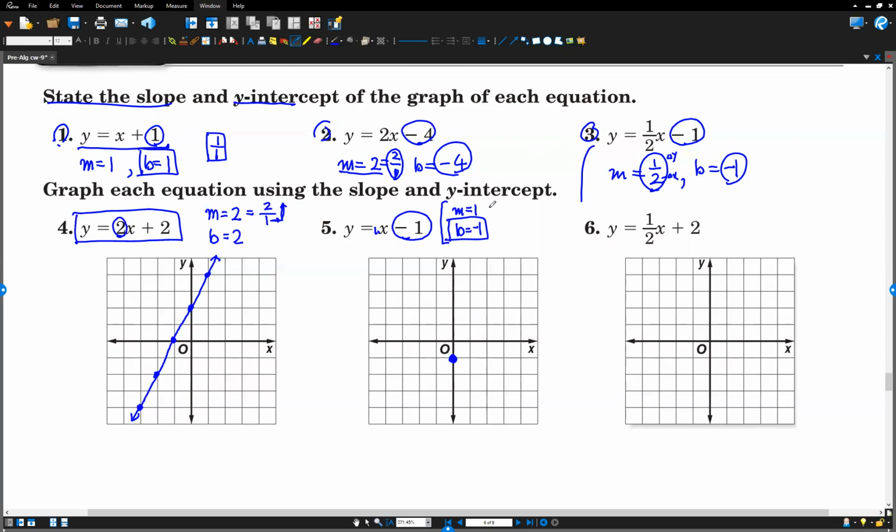Now the next one, follow the pattern. m is 1 means 1 over 1, a little bit of a change in form. What does 1 over 1 mean? 1 right, 1 up. So using this slope, we can find another point over here. 1 right, 1 up, next point. That is the next point. On the other side, 1 down, 1 left, and repeat. Now make the line. That's the graph.